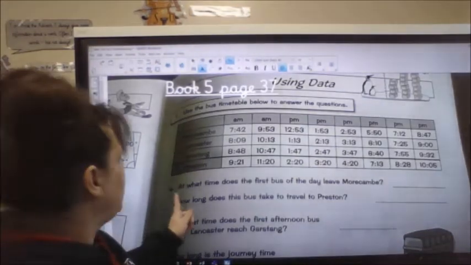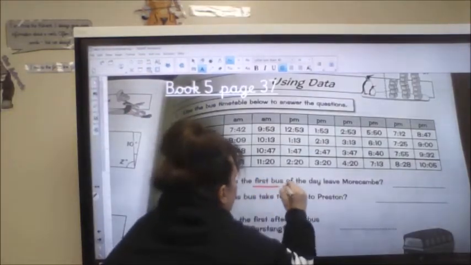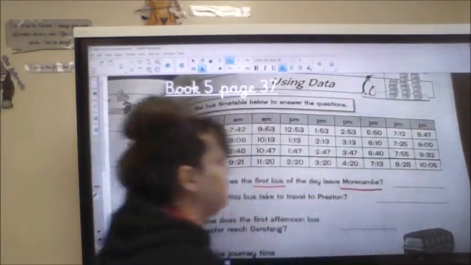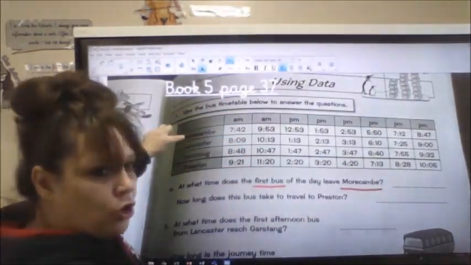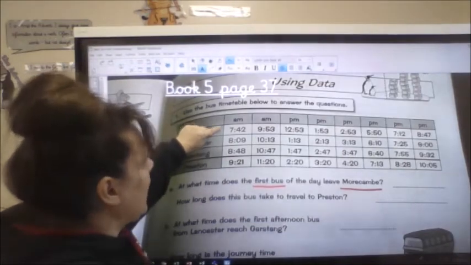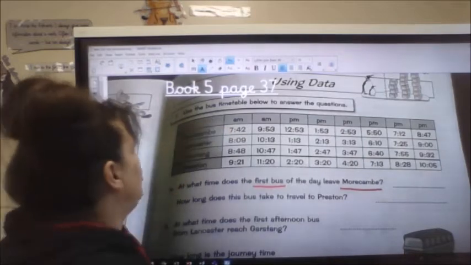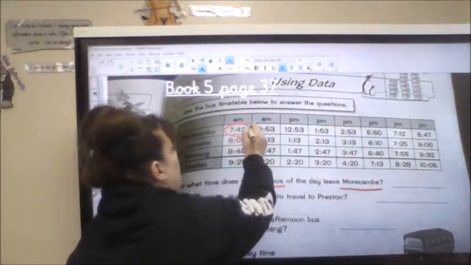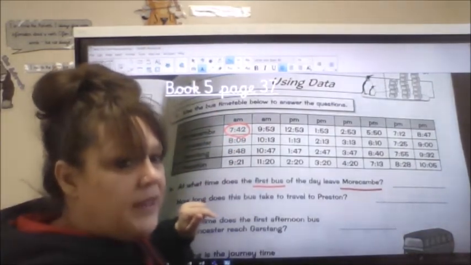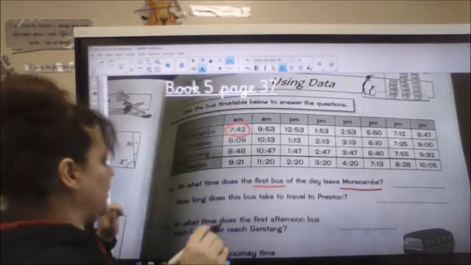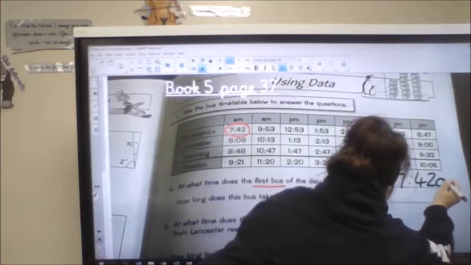So question A says, what time does the first bus of the day leave Morecambe? So the first bus of the day and Morecambe. So we know we're looking for the very first column. We're looking for Morecambe, which is at the top. And if you have a little look at your page, you will see that it's 7:42. Now, it's really important that we put AM to remind us that we're dealing with morning times. So it's 7:42 AM.